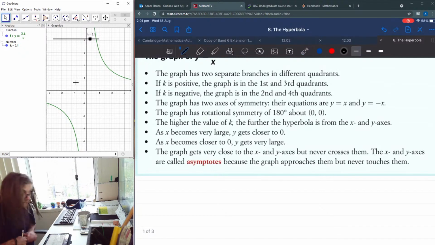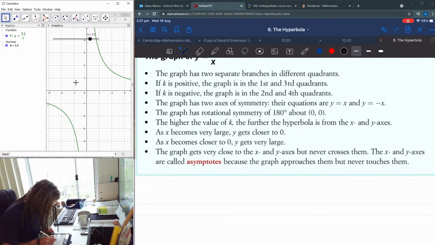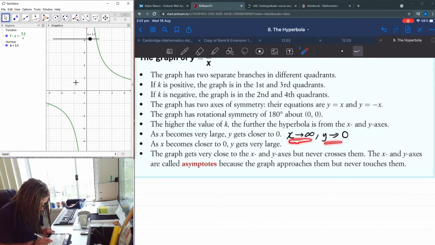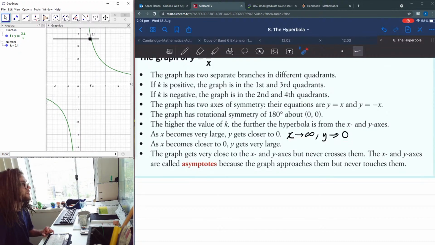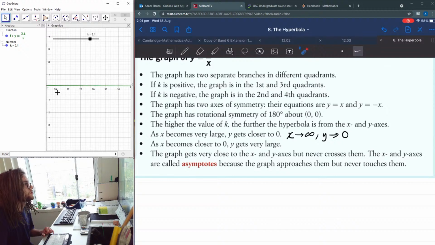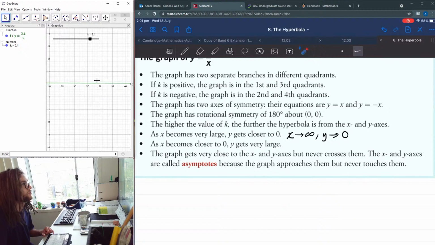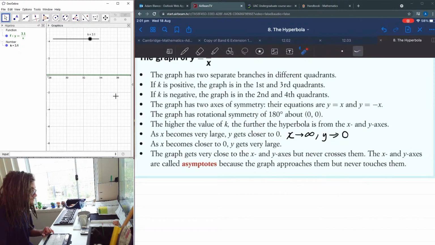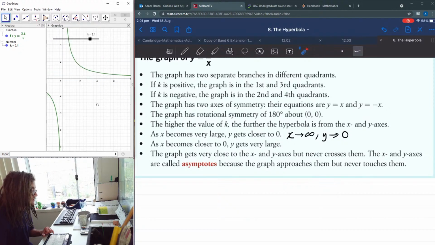Another way of writing that, and I want people to take this out, is as x approaches infinity, or becomes very large, y approaches 0. So in other words, as I make x really, really big, y gets closer and closer to 0. And you can see that in the graph up top here. As I move along the x-axis, the graph gets closer and closer to y equals 0, which is the x-axis, but never touches it. And I'll explain why it never touches it in a sec as well.